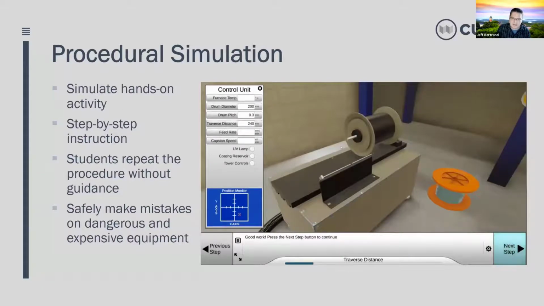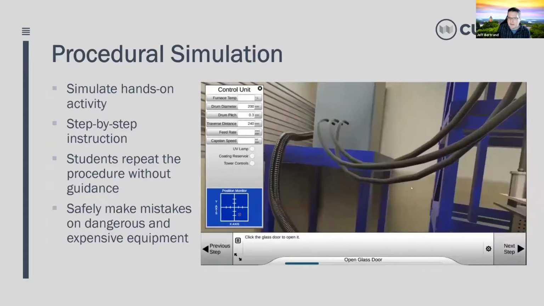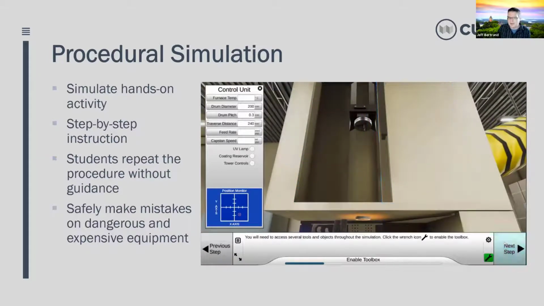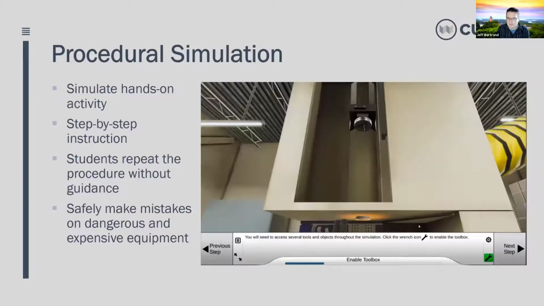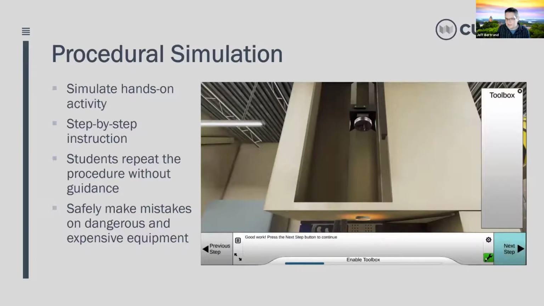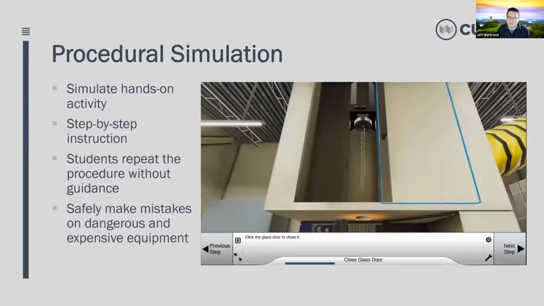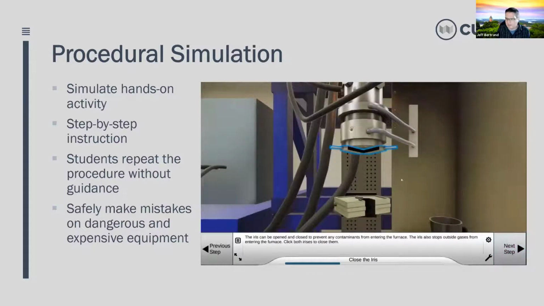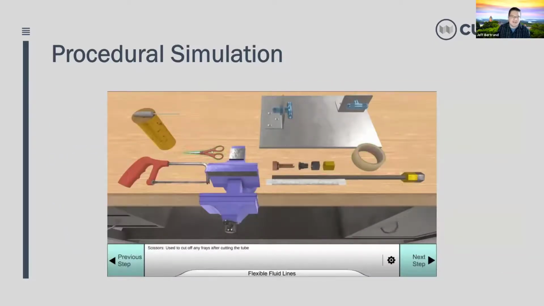But during the exercise phase, students have to repeat what they just learned without any guidance, right? So if they accidentally do something out of order, we give them an error message. Now, if they forget how to do a step, then we do have a hint system that gives them an idea of what to do next. And again, you can safely make mistakes in VR on potentially dangerous and expensive equipment. Some of the equipment that we modeled here is multi-million dollars, so you don't really want to mess those up. So here is another example.